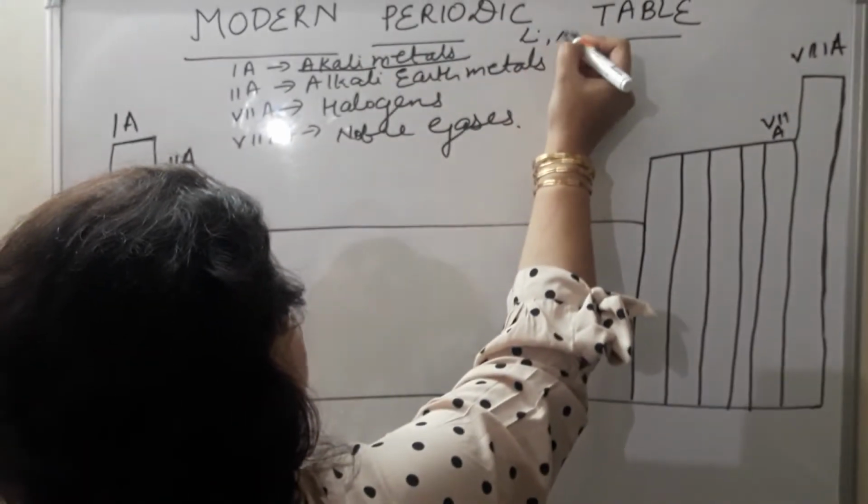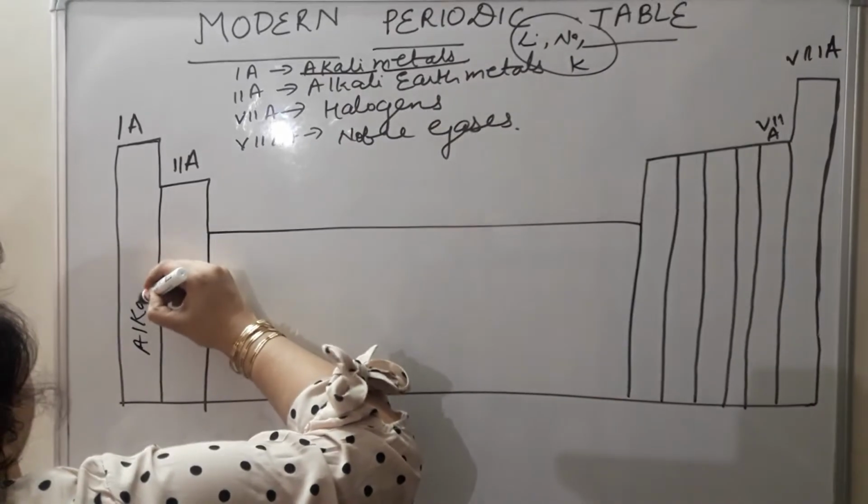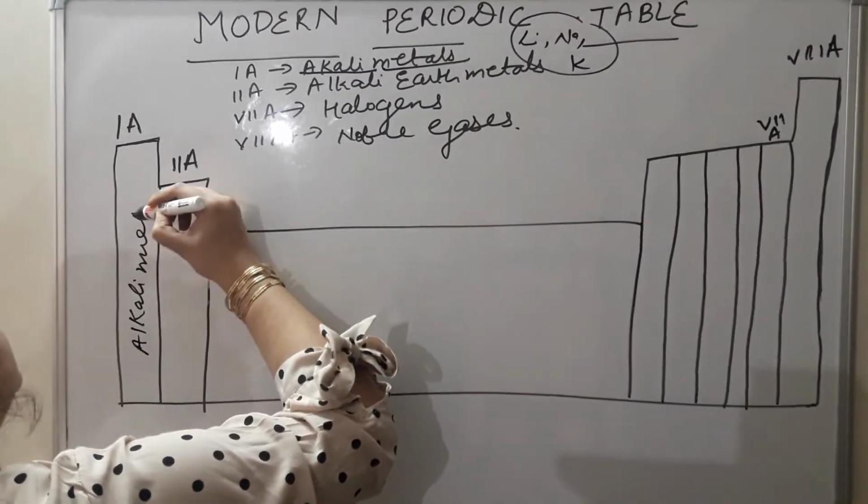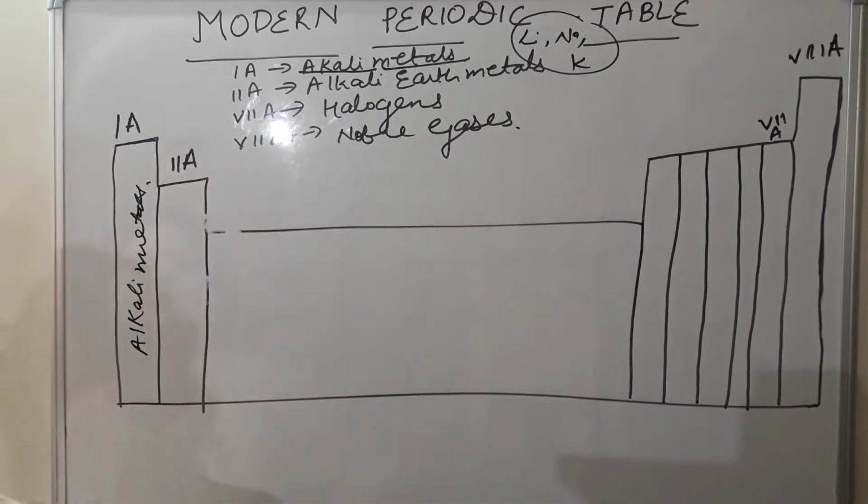There are not many examples: lithium, sodium, potassium, rubidium, cesium, francium. All these are examples of alkali metals which are present in group 1A. So elements of group 1A are also known as, what do we call? Alkali metals.